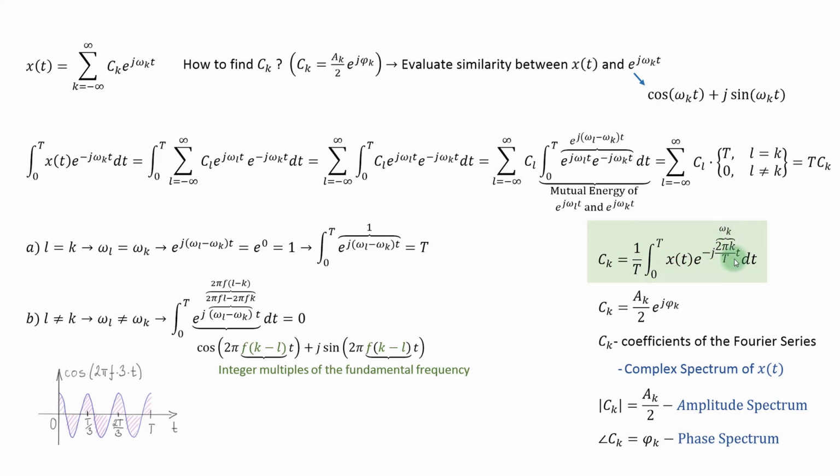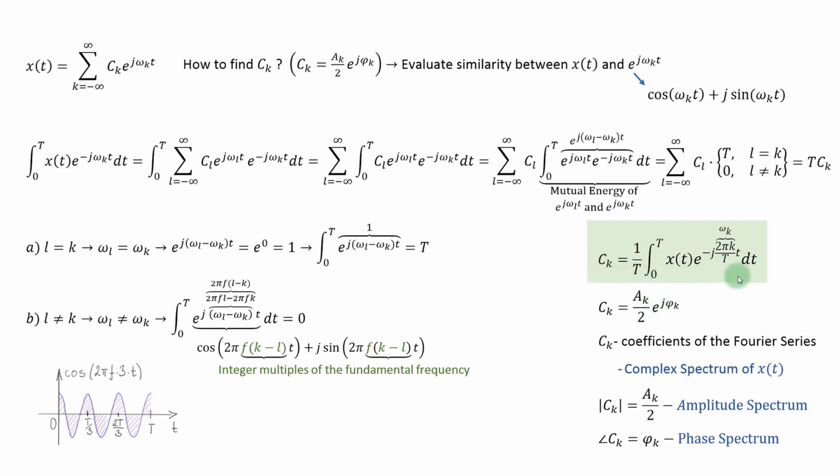Also here I have explicitly written down what is the value of this angular frequency omega sub k. So this is how you compute those complex amplitudes. And because those complex amplitudes also contain the information about the amplitude and phase of the individual tones that constitute our signal, this is also how you transform your signal into these amplitudes and phases.